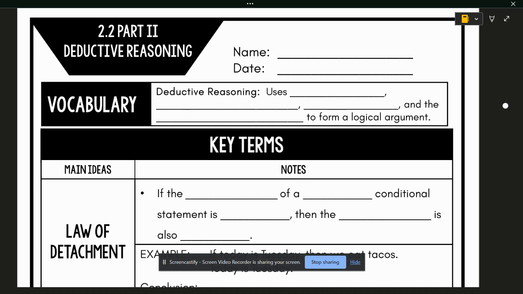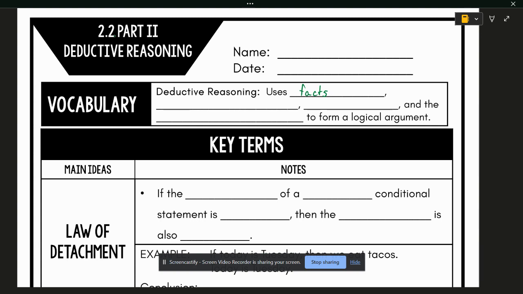Deductive reasoning uses facts. Where we had talked before about inductive, where it was pattern, this will use facts. Like, if it is raining, I will wear my raincoat. And then you look outside, today it is raining. Therefore, I will wear my raincoat. That's a type of deductive reasoning.